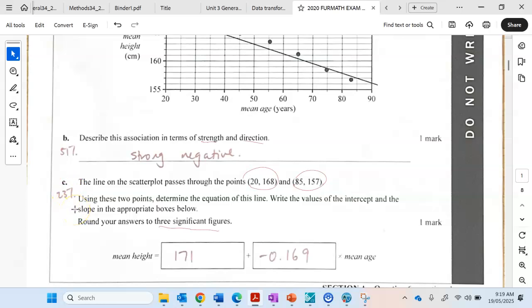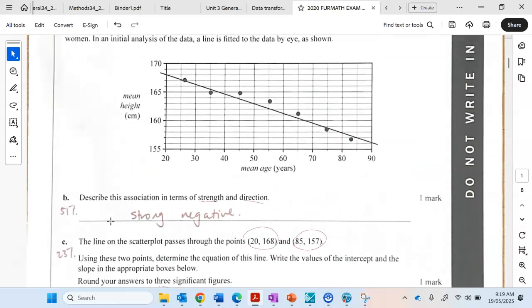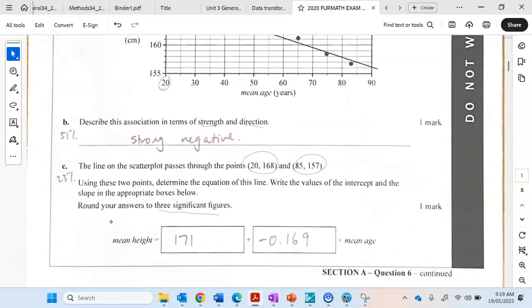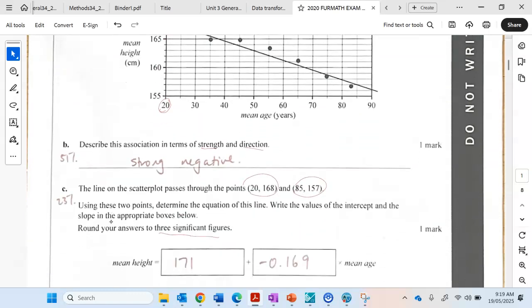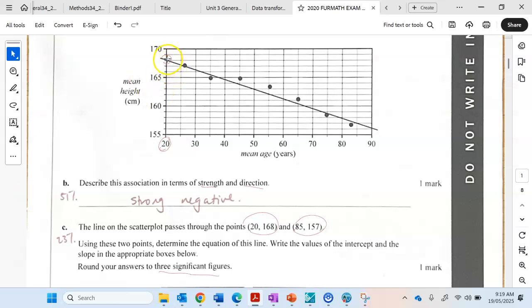So before I answer the question, I'll explain what common errors students make. This was also done in class, so not only was it badly done in the exam, but also badly done in class. The error students make is they don't see this 20, and they read the y-intercept here. If you had 168, you're actually wrong, because that's not your y-intercept. You can only read your y-intercept when x is 0.